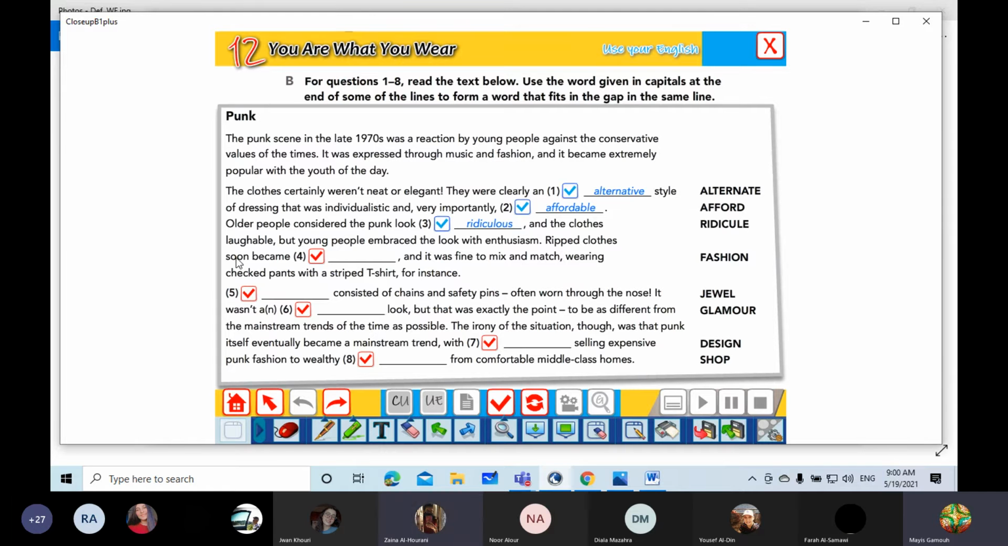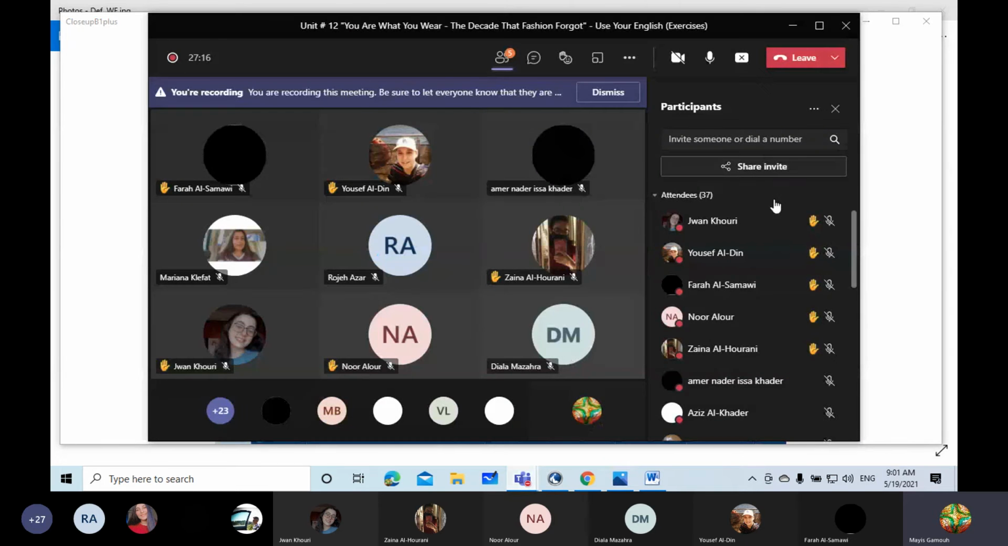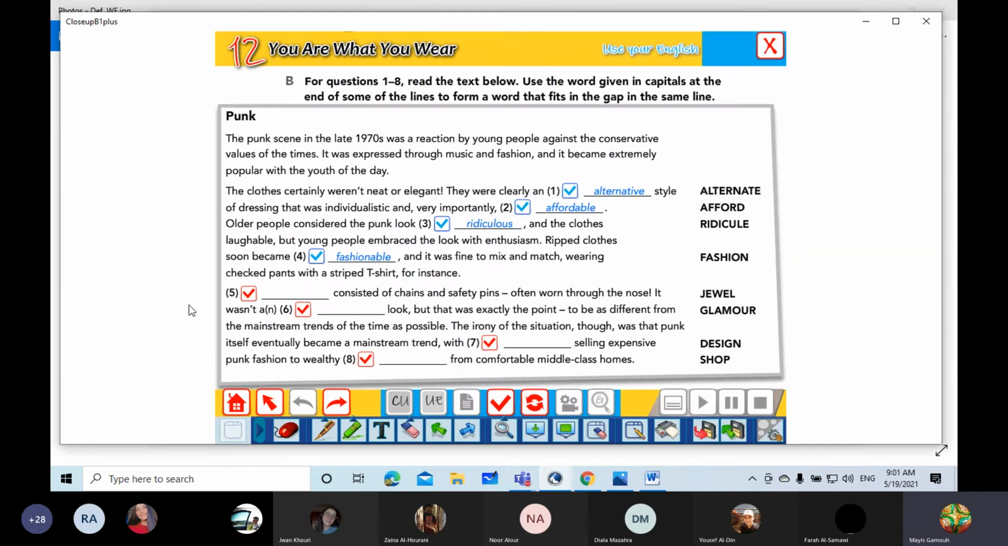Ripped clothes soon became fashionable, and it was fine to mix and match, wearing checked pants with a striped t-shirt, for instance. Thank you, dear. Let's go to number 5. Go ahead, Yusuf. Jewelry consists of chains and safety pins, often worn through the nose.